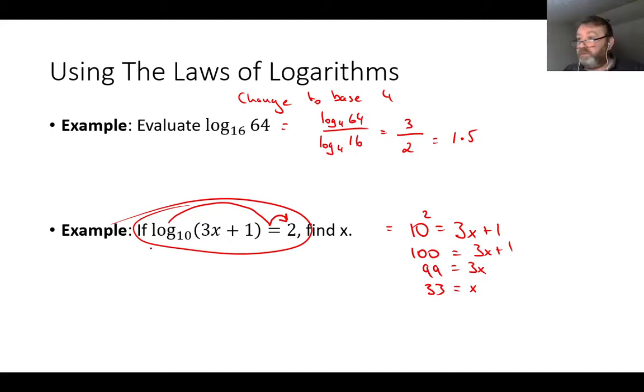So what do you do? Come out of log form, go into index form, and see if the index form is any easier. So don't be afraid to do that. And don't be afraid to test the rules to see which one works best for you.